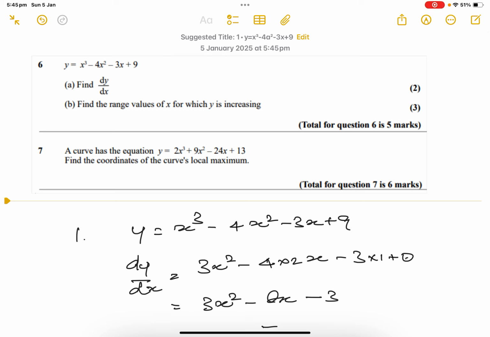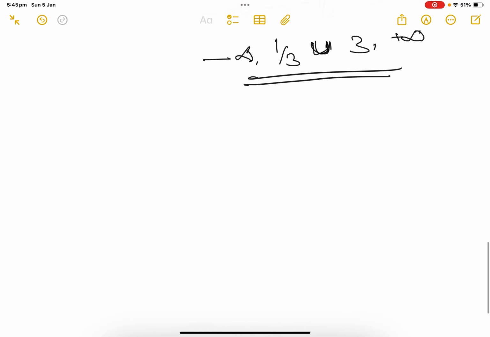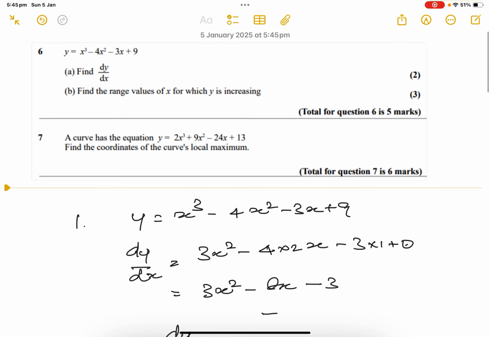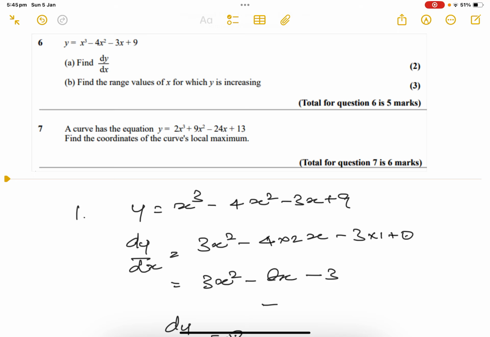Second question, a curve has an equation y equal 2x to the power of 3 plus 9x squared minus 24x plus 13. Find the coordinates of the curve's local maximum. So y equal 2x cubed plus 9x squared minus 24x plus 13. Let's check that again. Y equal 2x cubed plus 9x squared minus 24x plus 13.